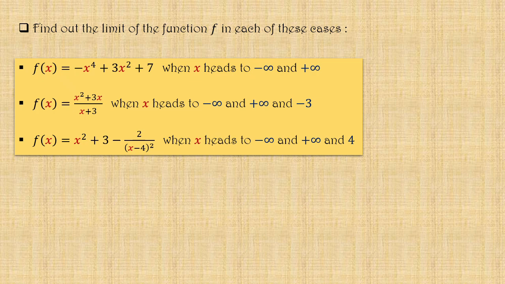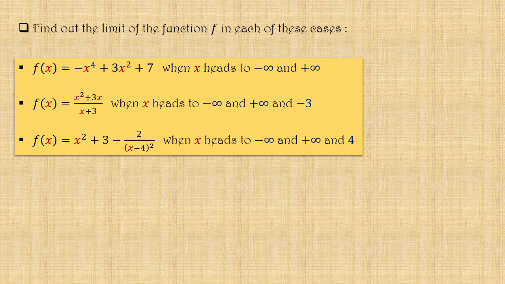And the second case is when the function f is a rational function that equals x squared plus 3 times x all over x plus 3, and we have to calculate its limits when x heads to negative and positive infinity, and the number minus 3, which are, by the way, the endpoints of its domain of definition.